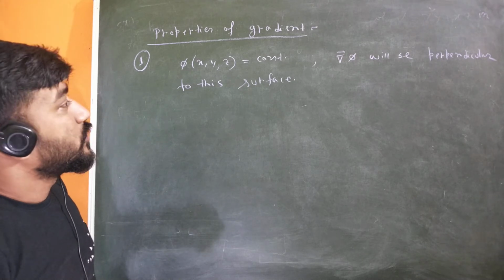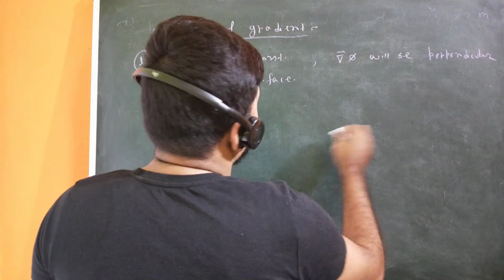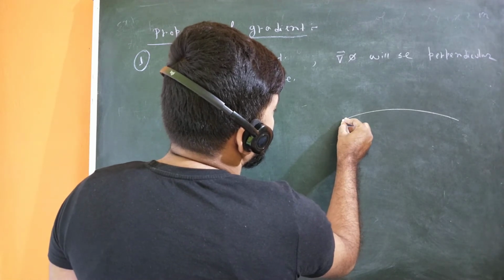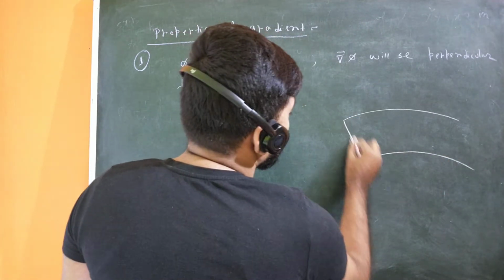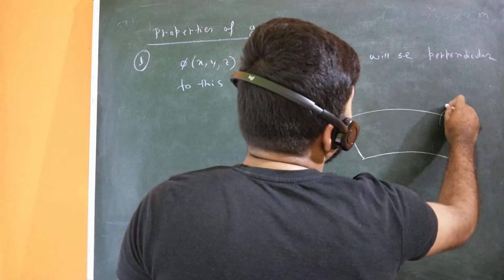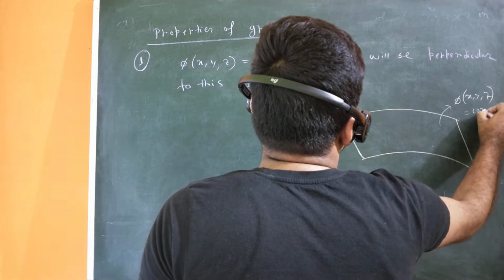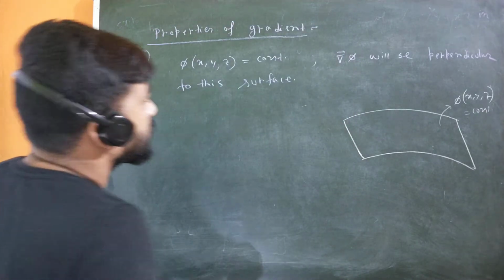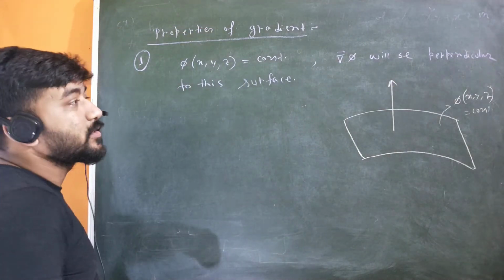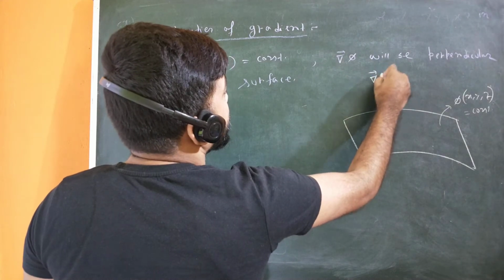So grad phi will be perpendicular. Let me take a level surface phi like this. Suppose this is a level surface and this is phi(x, y, z) equal to constant. Now what will be grad phi? Grad phi will be along this normal direction. We have to prove it. So if this is any point, then this is the direction of grad phi.